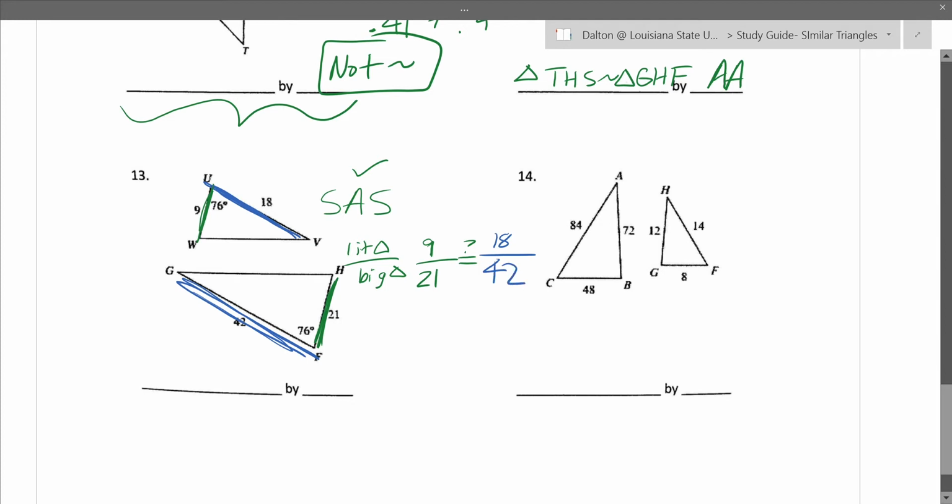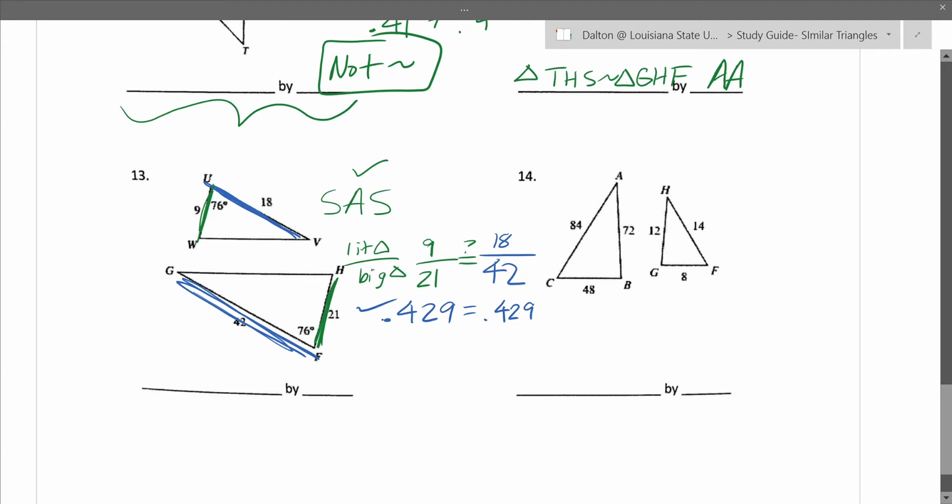So once you set this up in your calculator, you can divide 9 over 21, which is 0.42, and it'll round up to about 0.429. And then you'll also divide 18 over 42, and you're actually going to get the same decimal, about 0.429. So if that happens, that means they are proportional.